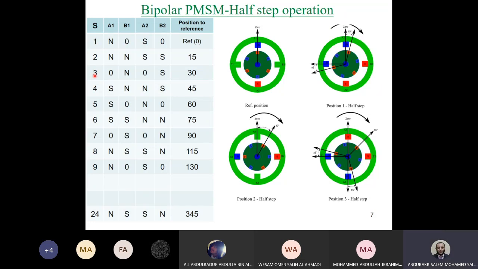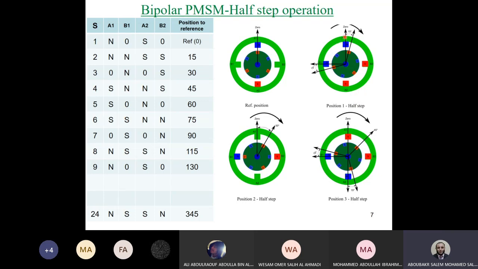So here for step number 1, this is N. For step number 2, N moves to B1. So in order to make a half step, you need to combine the two steps together by making an OR gate, which means at step number 2 you have to keep A1 as N, B1 as N, and A2 as S, B2 as S, which is this figure now.